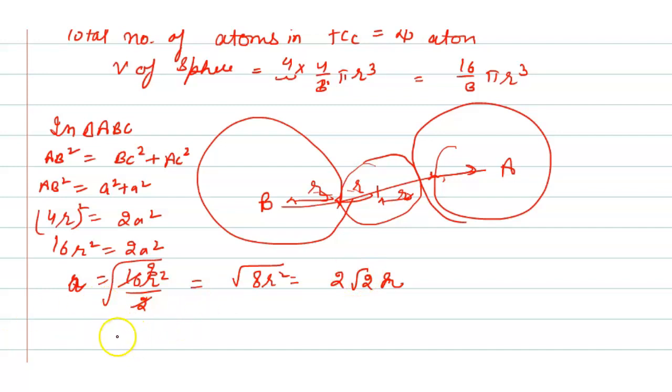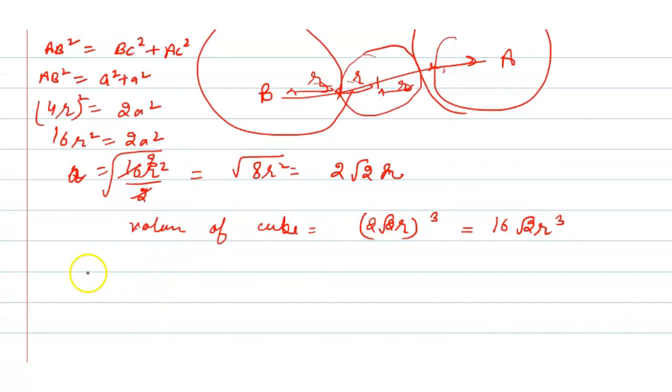So this is the value of a. So volume of cube is equal to 2 root 2 r cube. Now we will get here 2 4s are 8, 8 2s are 16 root 2 r cube.